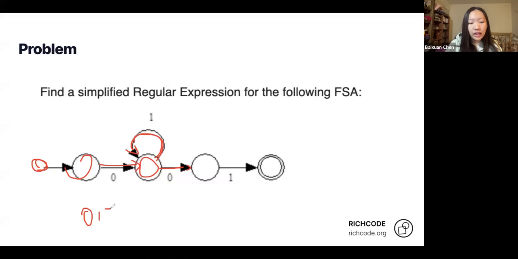So we write 1 asterisk. Asterisk represents any number of ones. And then we need to go through a 0 to go to the next state, and then we need a 1 to get into the final state. So the regular expression for the following FSA will be 0, 1 asterisk, then 0 and 1. Does everyone understand this?